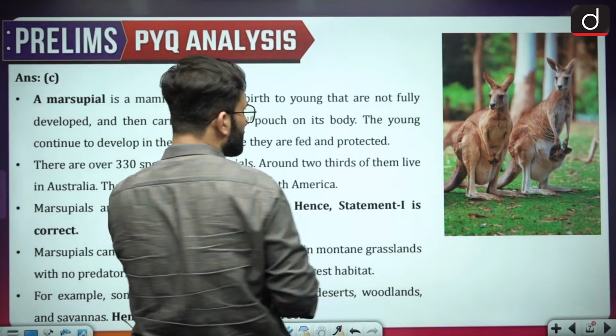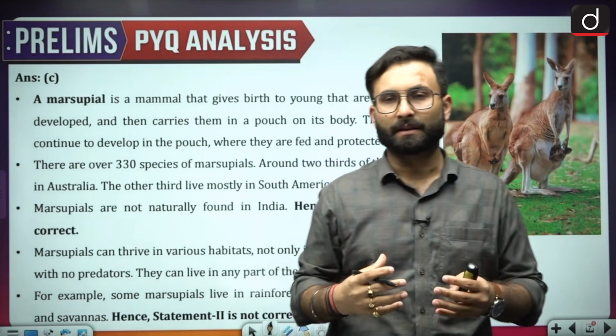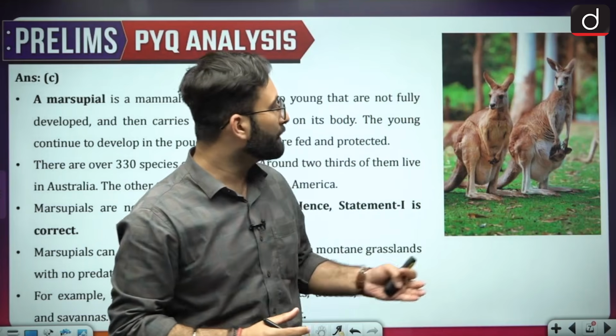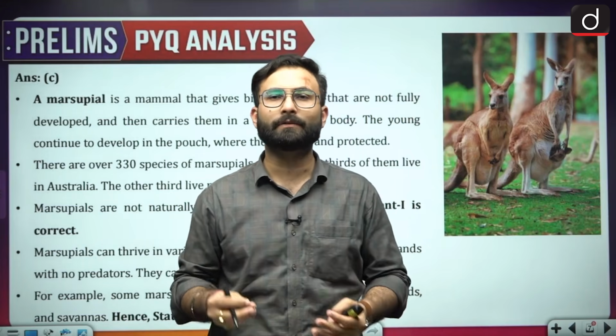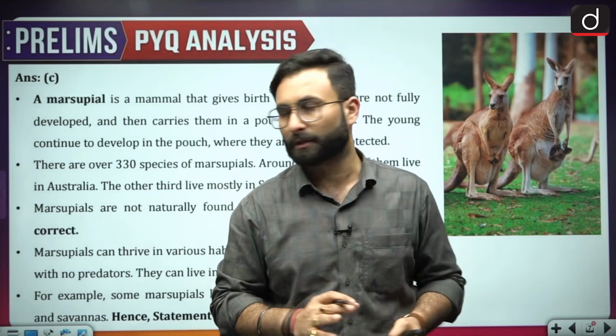Now who are marsupials? Here you can see a picture. They will have a pocket over here, and their babies take birth when they are underdeveloped. After that they will be carried in the pocket, and the mother will make sure that they are fully developed over there. Food etc. will be provided over there. Okay, so that is there.